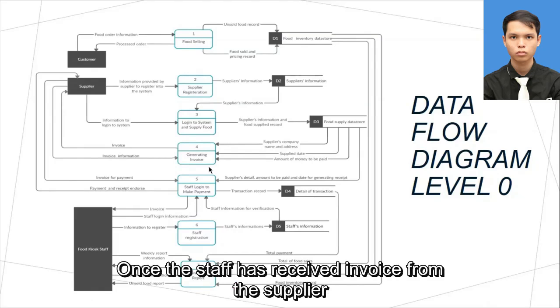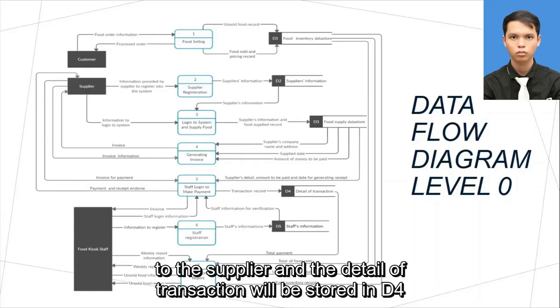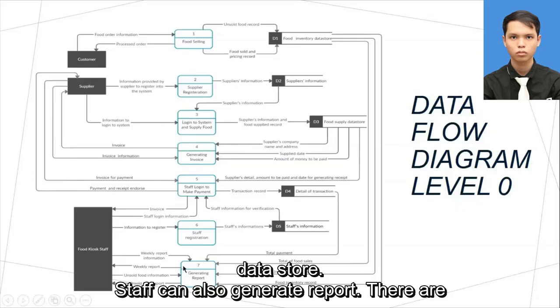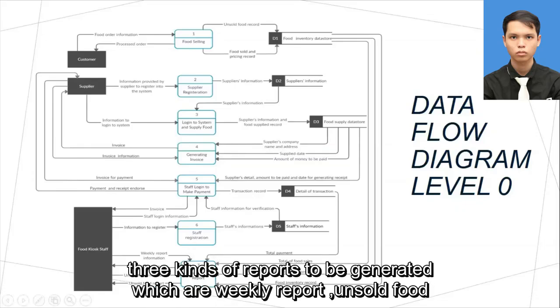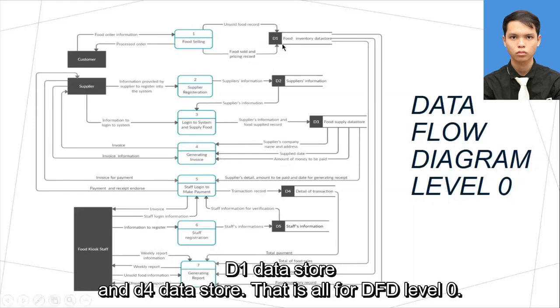Once the staff has received the invoice from the supplier, they will pay the amount according to the invoice to the supplier, and the details of the transaction will be stored in the D4 data store. Staff can also generate reports. There are 3 kinds of reports to be generated, which are the weekly report, unsold food report, and inventory report. This process requires information from the D1 data store and D4 data store.